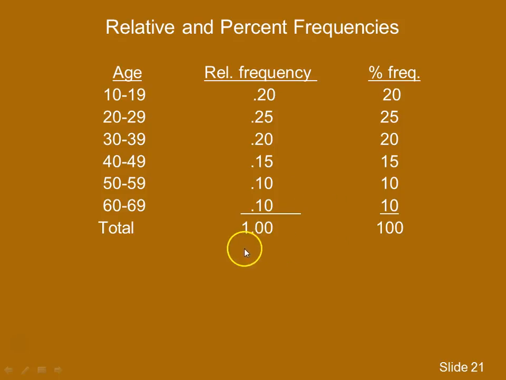Once again, as always, relative frequencies have to sum to 1. Move the decimal over 2 places to the right, and we convert this to percent frequencies. And again, the percent frequencies have to add up to 100%.